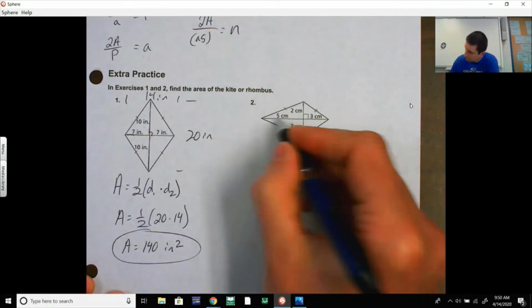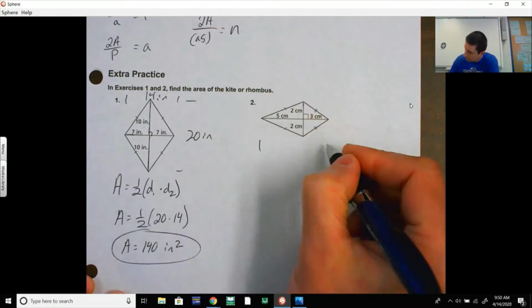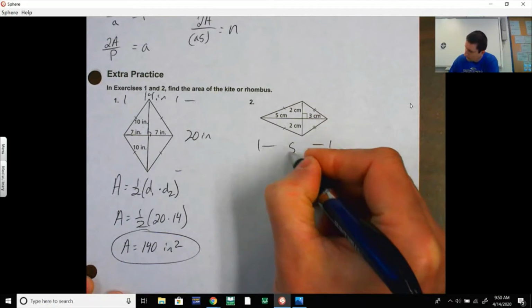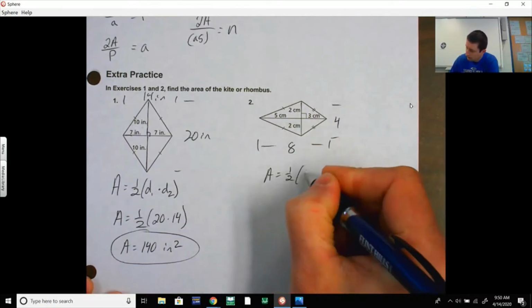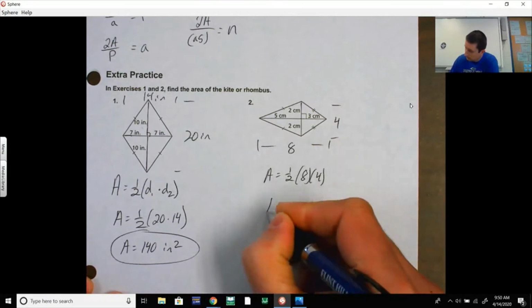So from left to right, it looks like 5 plus 3 is 8. From top to bottom, we have a length of 4. So area equals 1/2 times 8 times 4. So area is going to be 16 square centimeters.